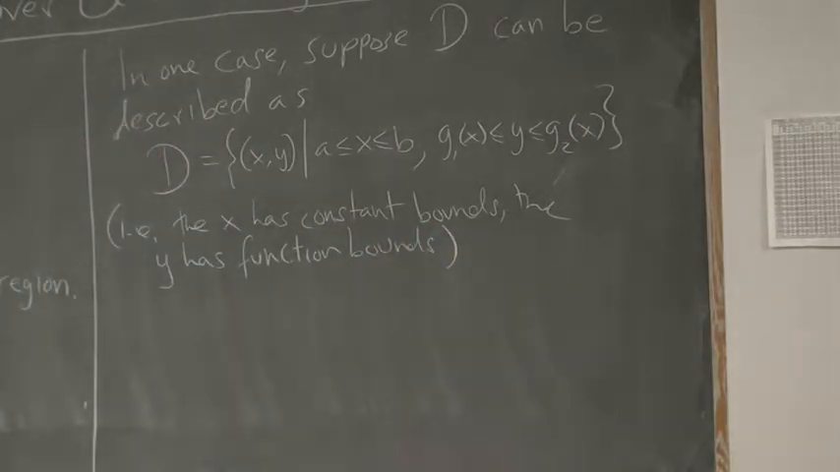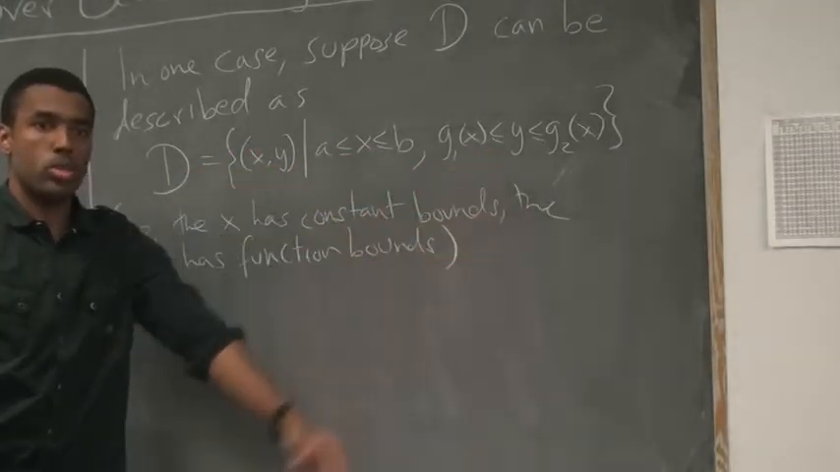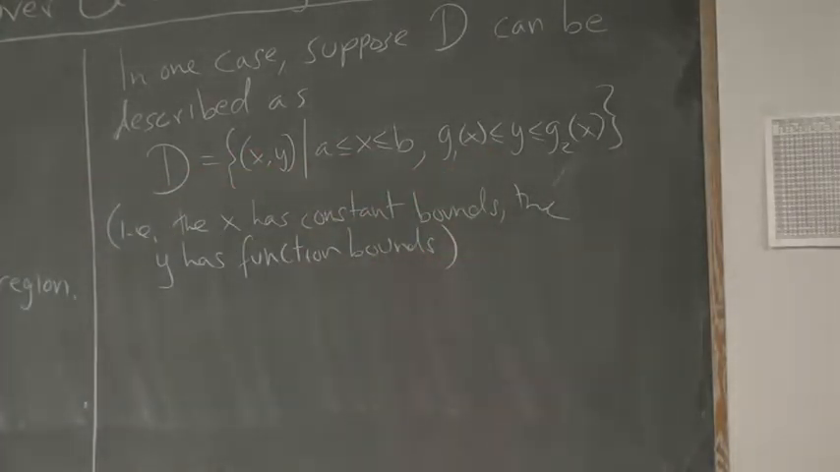Right? You can describe a region such that you can say the x goes between two constants and the y goes between two functions. This is a certain type of region which your book probably calls type 1 or something. I don't really care what it calls it, but you should be able to recognize it.